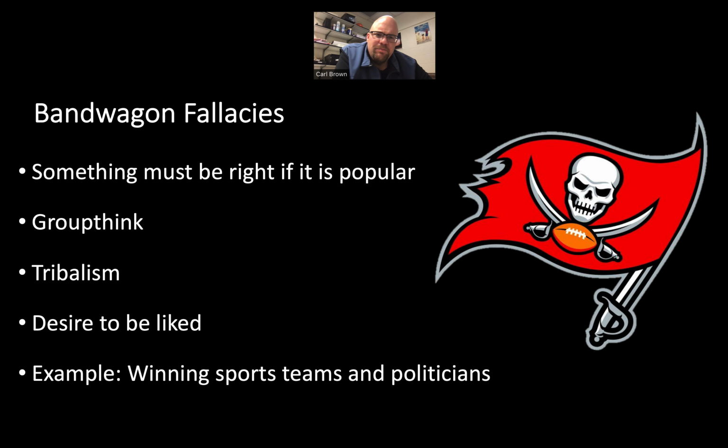Bandwagon fallacies basically say that if something is popular, it must be right. So you see the example of sports teams there. The Tampa Bay Buccaneers, whose flag you see on the screen, it's Tom Brady's new team, won the Super Bowl last year. But people often will become fans after a team wins the Super Bowl. Then you'll ask them, like, how long have you been a fan? Oh, long time. They got all the brand new gear because they don't have any old gear.